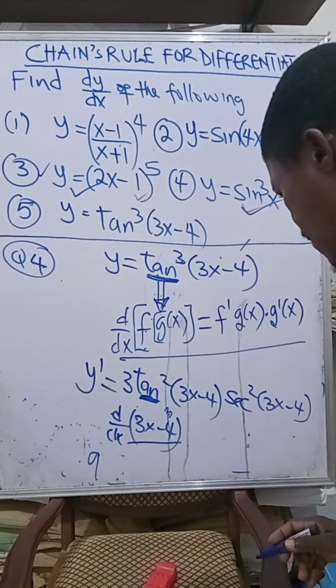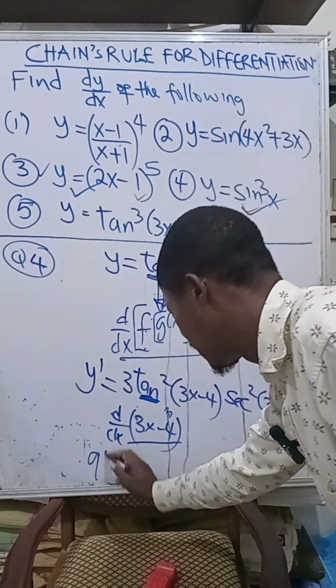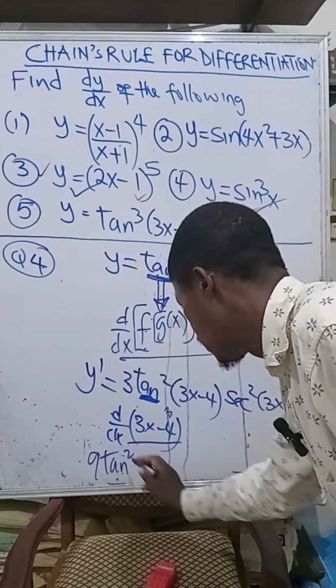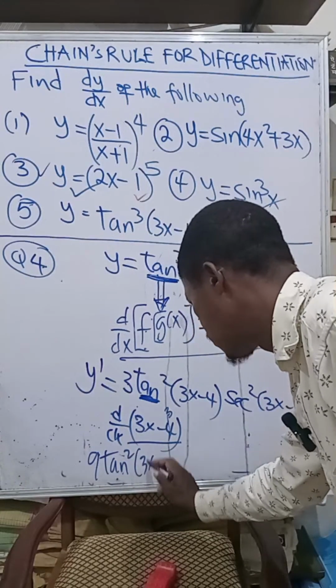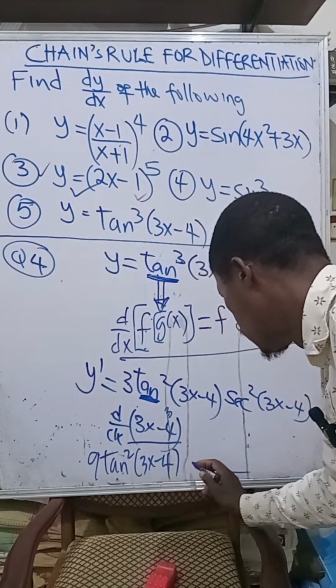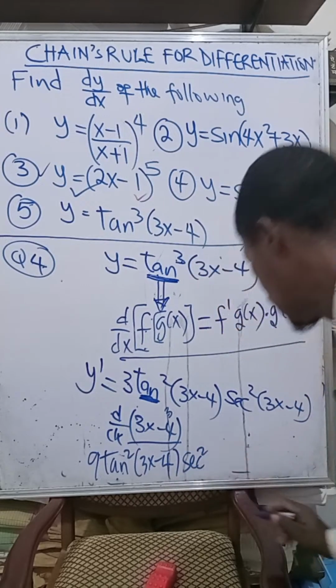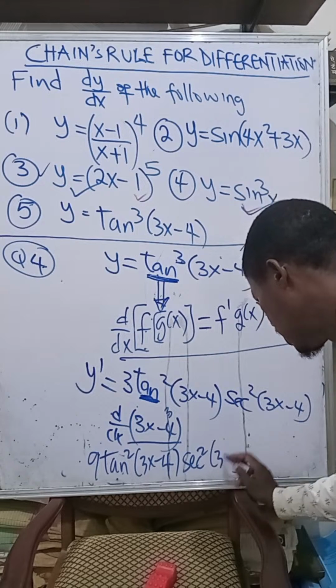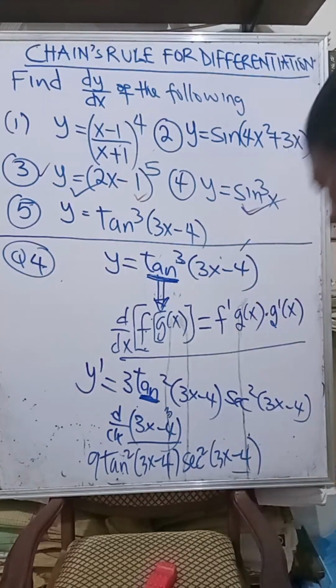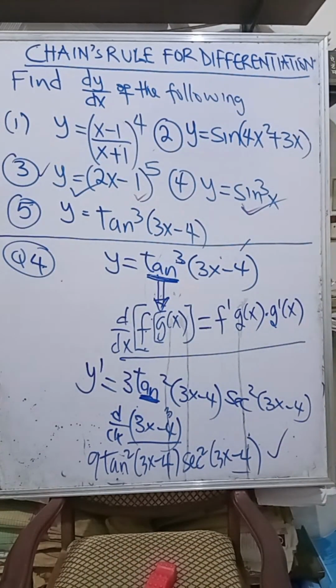That's 9. And then tan squared of the function 3x minus 4, followed by sec squared of the function 3x minus 4. And that is that on this particular question. I'm going to solve it in another way, if this one is not clear to you.